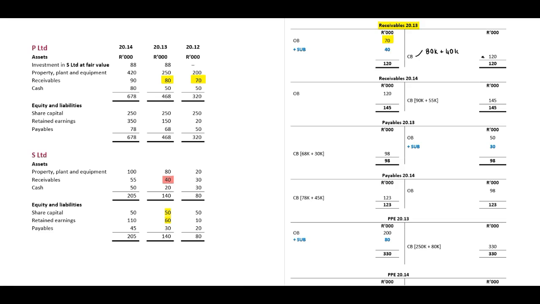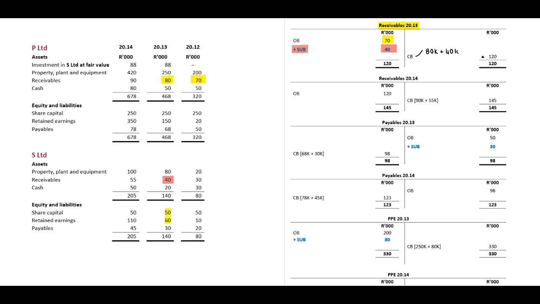But what we need to remember is that we've purchased the subsidiary during 20.13. Therefore, due to the fact that we have a subsidiary now, from a group's point of view, we consolidate. Therefore, we need to add plus subsidiary 40,000, and this is the 40,000 receivables balance in our statement of financial position. Now we are able to identify what is the balancing figure in our trade receivables.